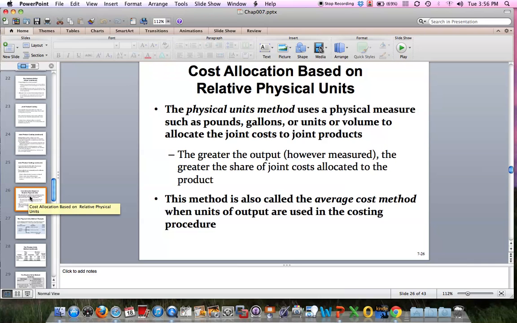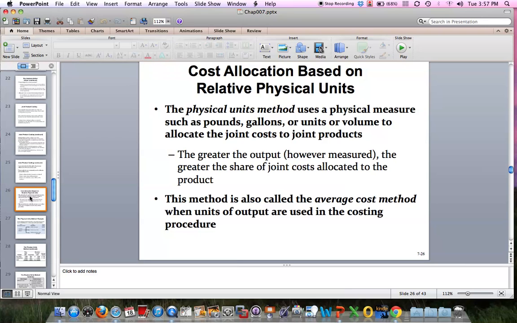We'll look at each one, and the first one is cost allocation based on the physical units, and that is what's described on the bottom of page 241. The physical measure method is what they call it. And so we're going to use some kind of a measure, pounds, gallons, units, volume, to allocate joint cost to joint products. Remember that we've got this big pool of cost up to split off point, and that's what we're allocating, all the costs incurred to process the product up to split off point.